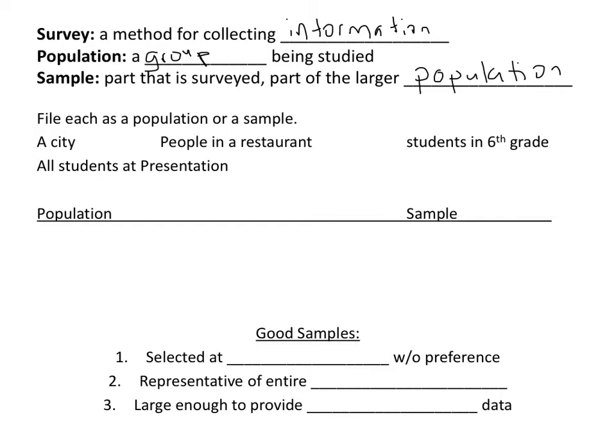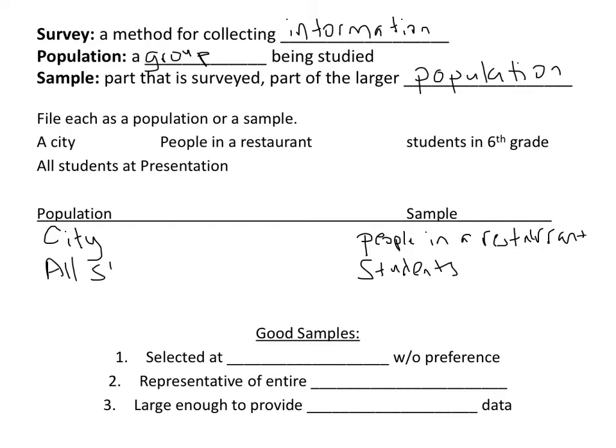Let's start with a city. So a city would be a population. Pretty nice, because if you think about it, outside city limits, it says population so many thousand, which kind of makes sense. People in a restaurant, depending on what we're looking at, might be a population, but more than likely it's going to be a sample, because it's just a small gathering. Students in 6th grade, once again, would also probably fall under the category of samples, and all students at Presentation would be a population.